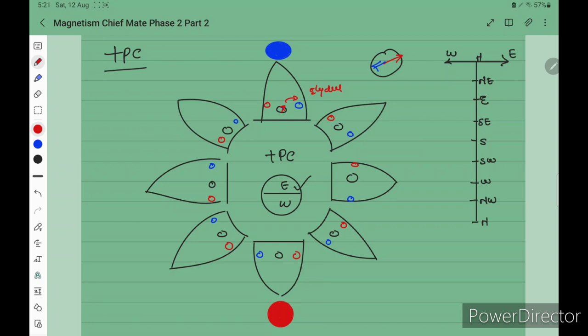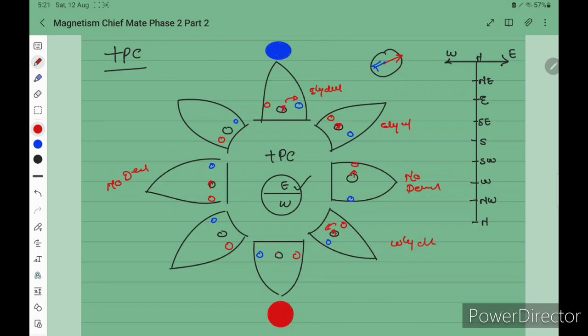Here easterly deviation, here no deviation, here no deviation. Why? Because in the easterly and westerly headings it is in line with the directive force. So no deviation, no deviation. Here red and red, so repel, so it will cause westerly deviation.